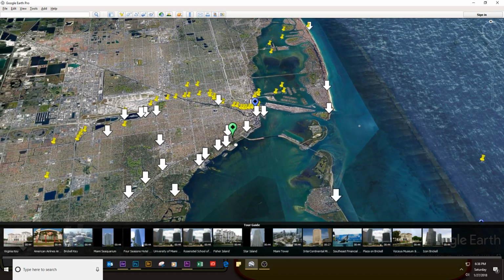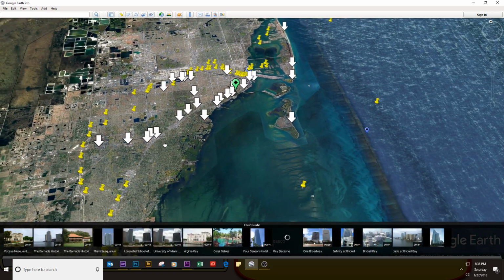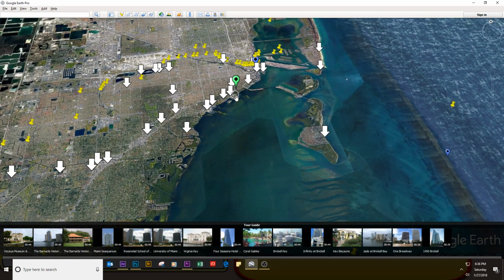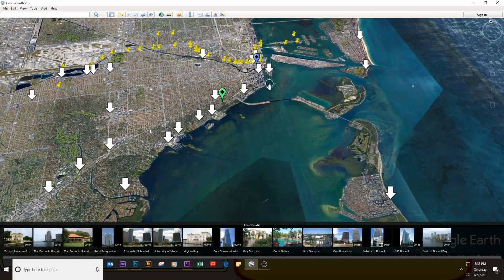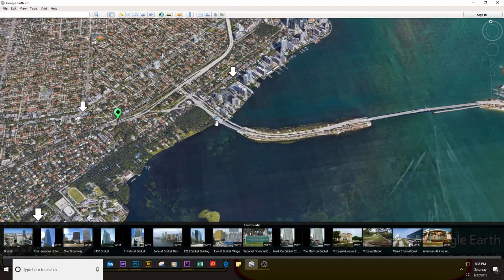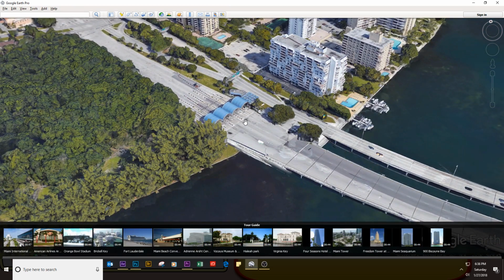Okay? Now these buildings, these are white arrows, as I said before. This is the big U. Represent cluster of buildings. An interesting point here. Okay? This is where we started. You see that little blue shed right there? That's where the tolls are to get to Key Biscayne.